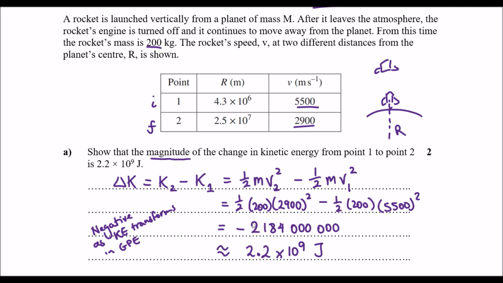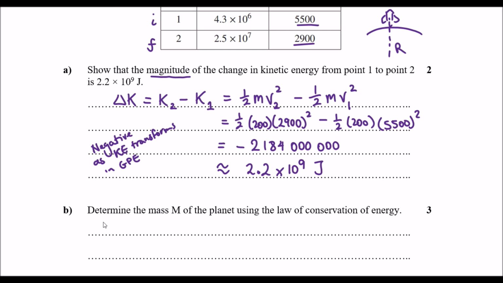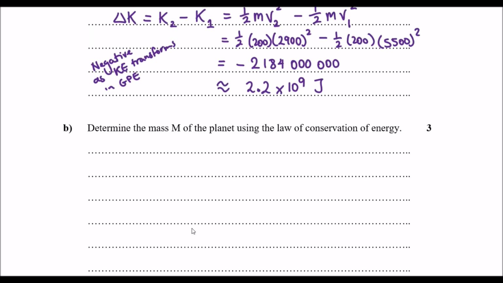That completes the first part of the question, and we go to question 2, which asks us to determine the mass of the planet using the law of conservation of energy. So what we're trying to say with the conservation law of energy is any changes in the total energy is always conserved. So the total change in energy is equal to 0. And the reason why it's 0 is because the change in kinetic energy plus the change in gravitational potential energy will always cancel each other out.